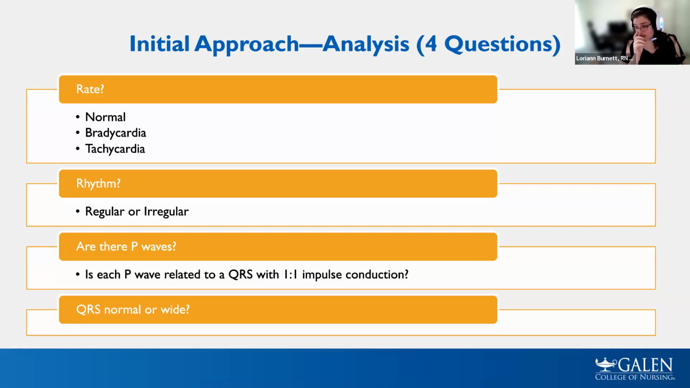So the 4 questions I want you to ask for each heart arrhythmia are: 1, what is the rate? Is it normal, over 100 or fast, tachycardia, or less than 60, bradycardia? 2, is there a regular, consistent rhythm, or is it all over the place? 3, is there a singular P wave with a singular QRS, or do we have a monogamy? I want every P wave to have a QRS and every QRS to have a P wave. And then the last one: is our QRS normal or wide?